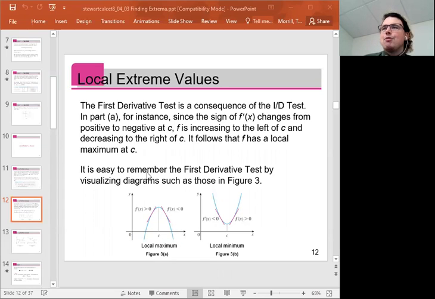So if your derivative goes positive to 0 to negative, you have a maximum. If your derivative goes negative to 0 to positive, you have a minimum.